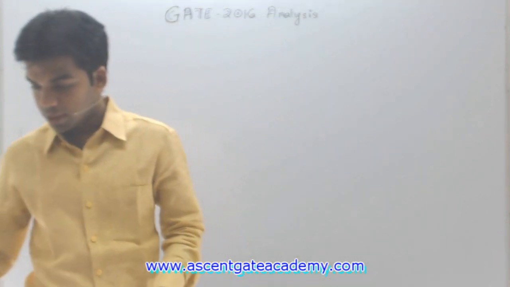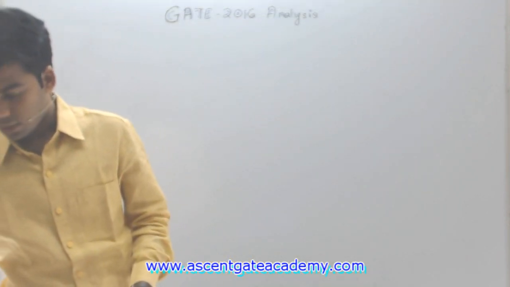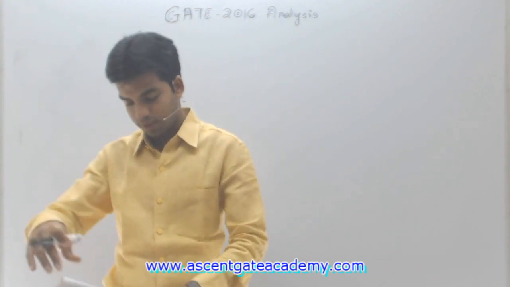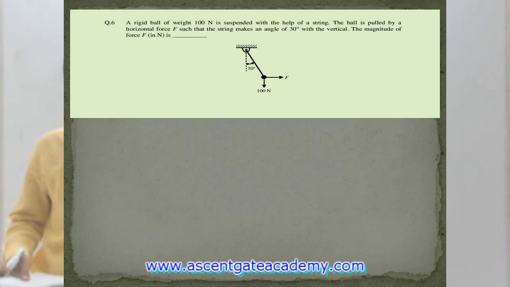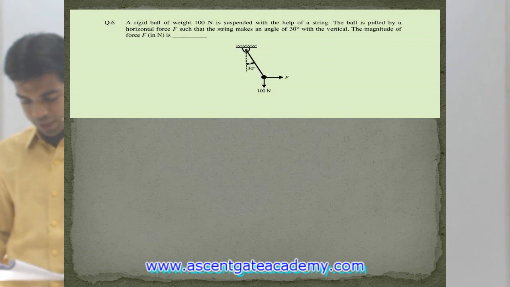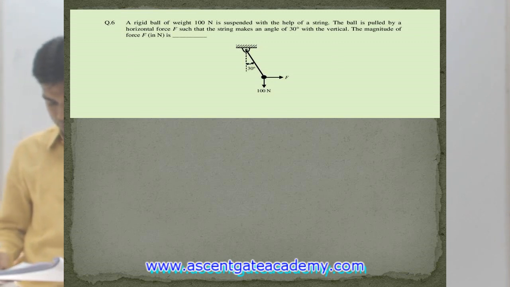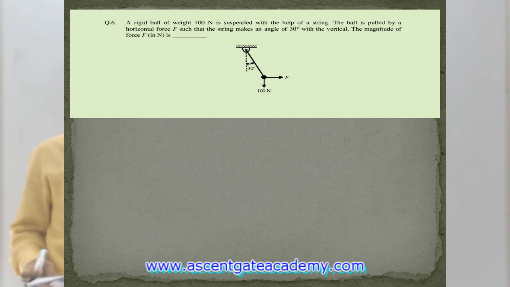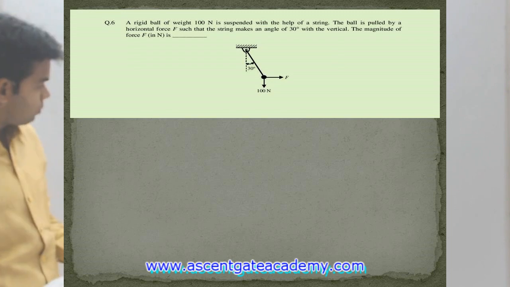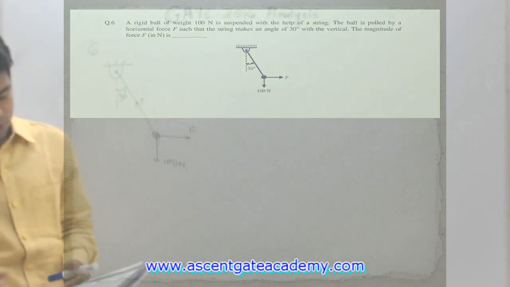Now we will solve the questions of these subjects from Set 1 GATE 2016 mechanical. First is question number 6. A rigid ball of weight 100 Newton is suspended with the help of a string. The ball is pulled by a horizontal force F such that the string makes an angle of 30 degree with the vertical. The magnitude of force F in Newton is.